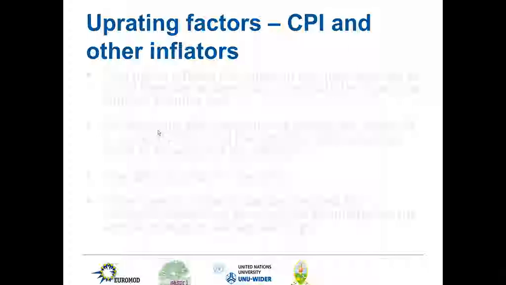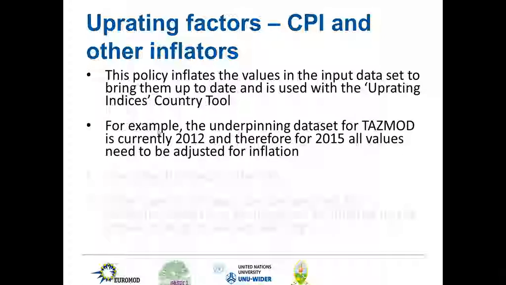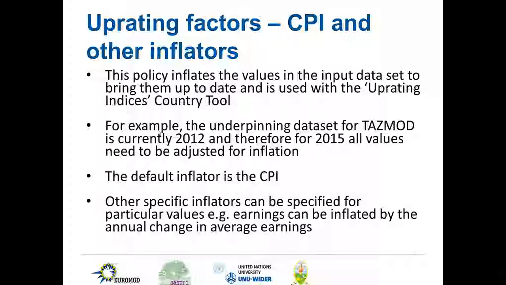So, uprating. This policy inflates the values in the input data set, bringing them up to date, and is used in conjunction with the uprating indices country tool. And I'll show you that in just one second. So, for example, the underpinning data set for TAZMOD is currently 2012, and therefore for 2015, all values need to be adjusted for inflation. And the default inflator is the CPI, but other specific inflators can be specified for particular values. So, for example, earnings in the input data set could be inflated by the annual change in average earnings if we have that information.